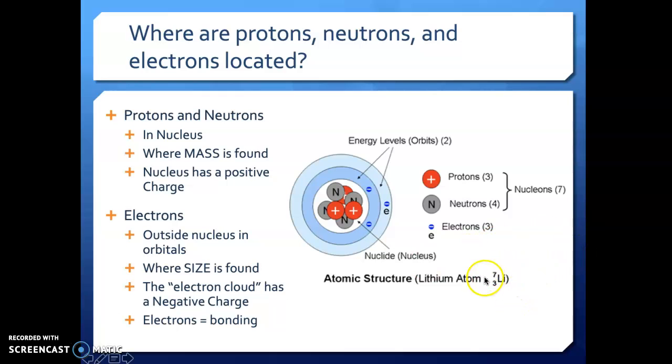So notice over here, this is lithium. Lithium always has 3 protons. That is the most important thing about lithium. Now its mass number is 7 though, because it has 3 protons and 4 neutrons. And then it has 3 electrons because it's unreacted. Protons and electrons are the same.